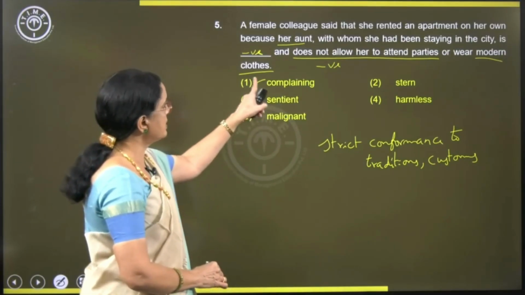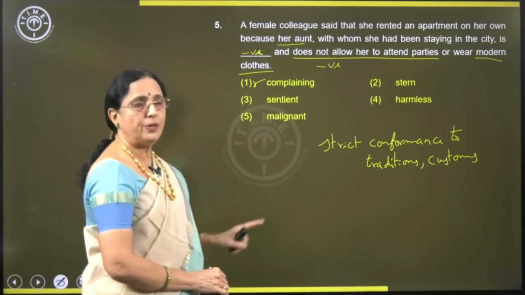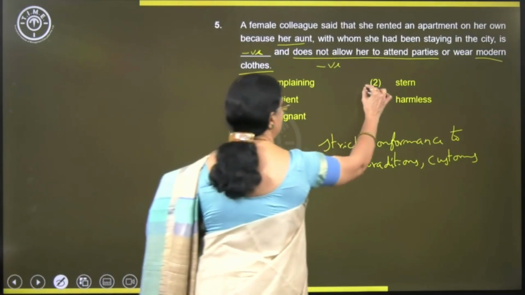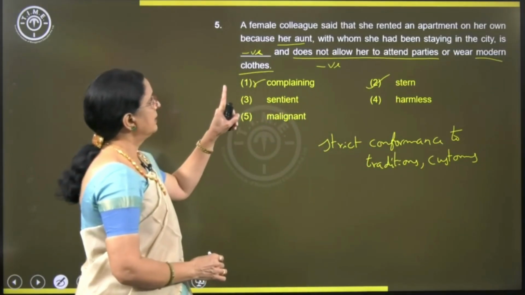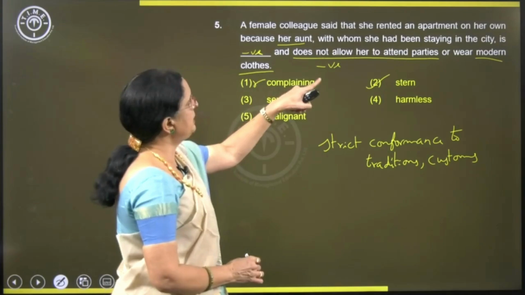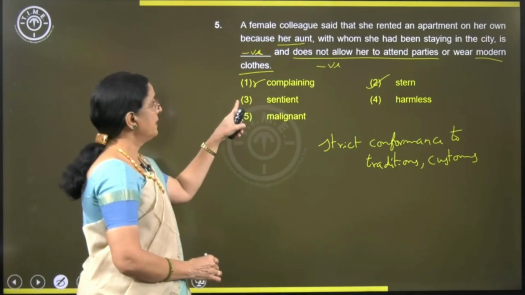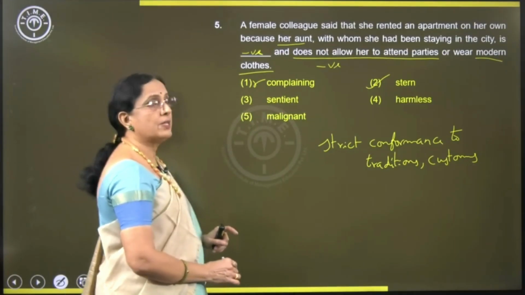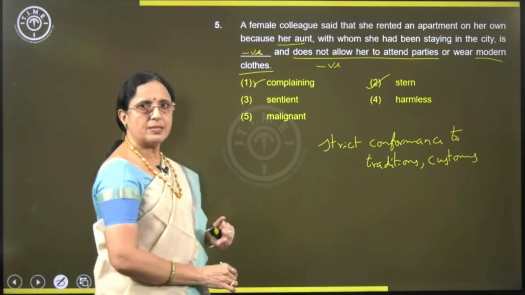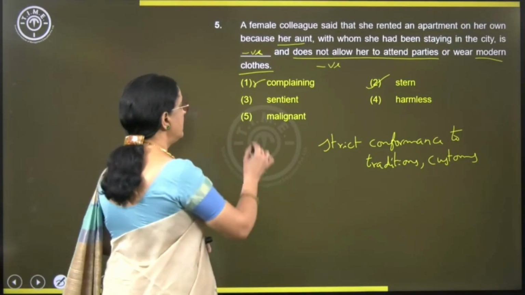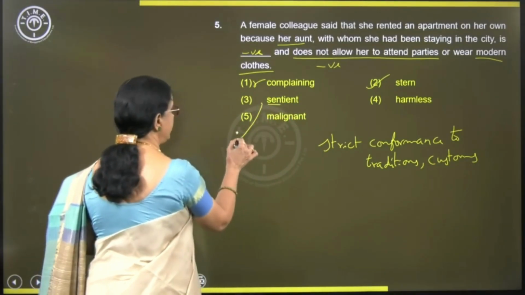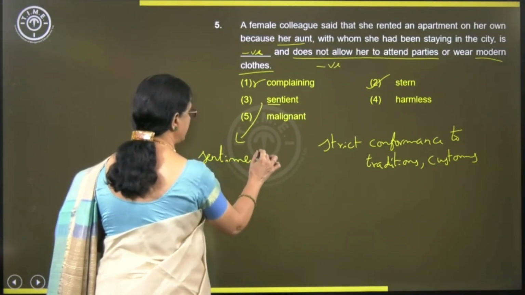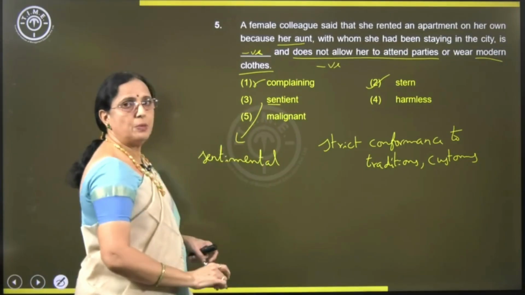And here in this context, not allowing to attend the parties or wear modern clothes is what? Customs and traditions. So, this should be the answer. Her aunt, with whom she had been staying in the city, is stern, very strict about the customs and traditions and does not allow her to attend parties or wear modern clothes. Is that clear? That's the answer. Sentient is sentimental. Nothing is said about emotions here. It's only strictness. Remember that.